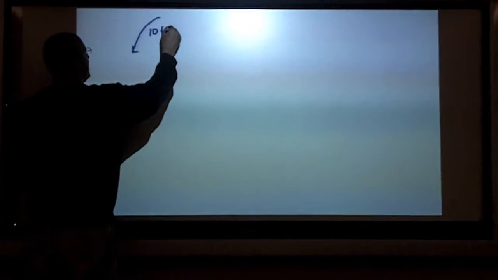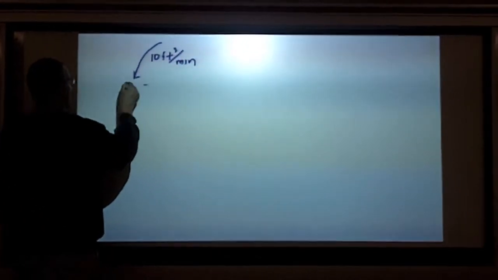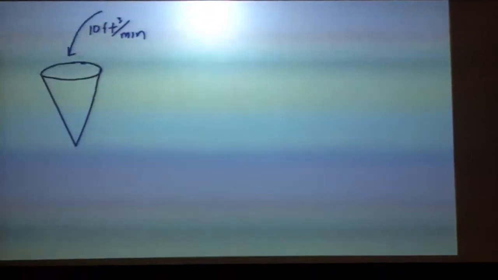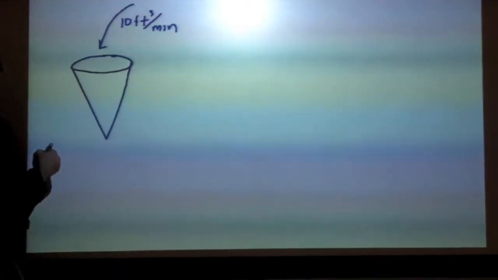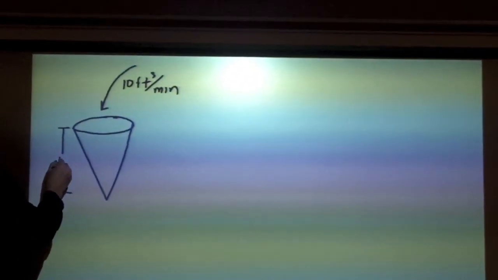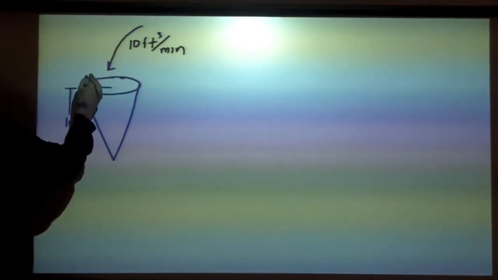Let's say we have water. Water is flowing out at 10 feet cubed per minute. The water is flowing into a conical reservoir. This conical reservoir, point down, has height 10 and radius 4.